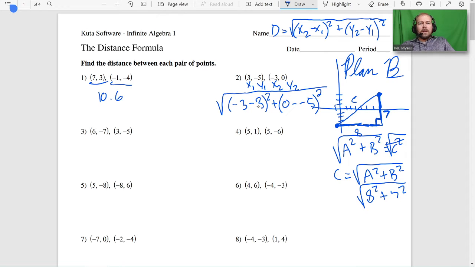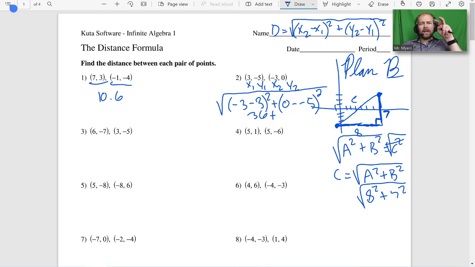Okay. That's going to be negative 3 minus 3, which would be like if you owe somebody $3 and then you borrow 3 more bucks. So now you owe them $6. Negative 3 minus 3 is negative 6. Negative 6 squared is 36. And then 0 minus negative 5, minus a negative.